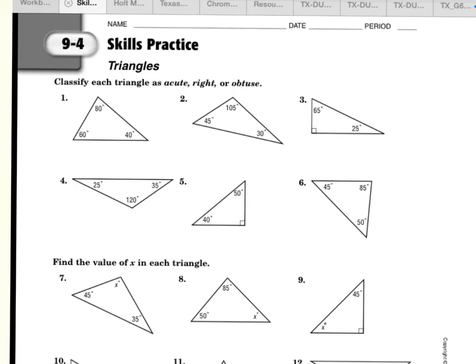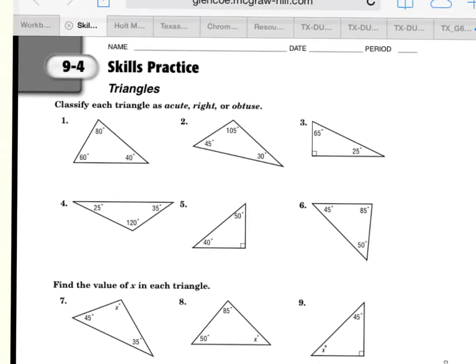Okay, this is 9-4 triangles, and what we're going to be doing is looking at properties of triangles and naming different kinds of triangles, and then looking at the angle measurements of triangles. And your guiding question, I'm going to post it at the beginning of the video so that when you write your summary in your Cornell notes, you'll know what question you need to answer.